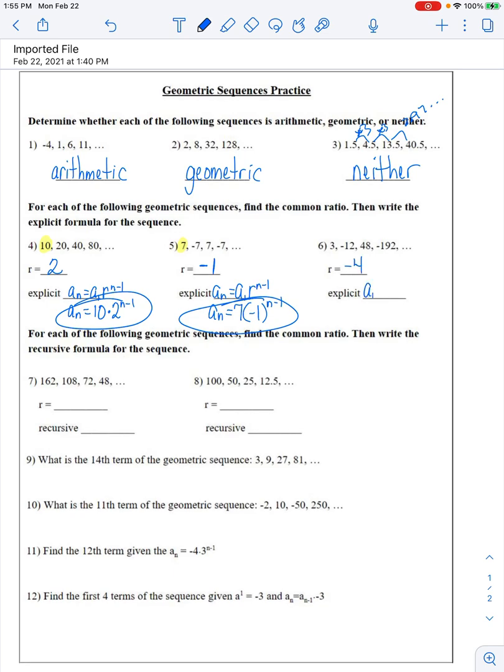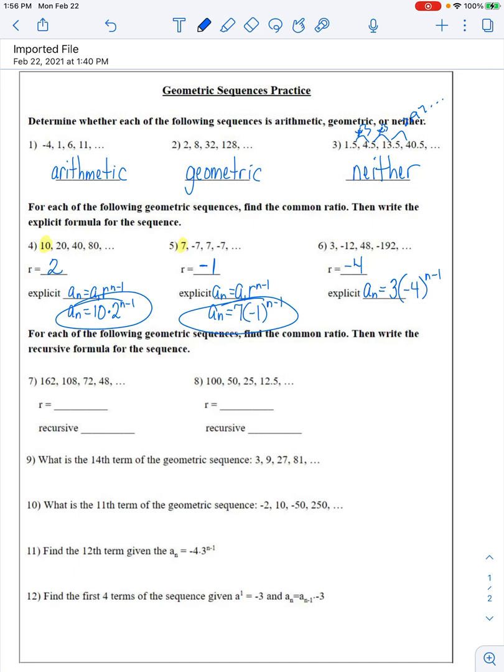And let's write that formula. A sub n equals my first term, which is 3, times my common ratio, which is -4. Again, usually I put those in parentheses, raised to the n minus 1 power. Now let's take a look at the next section. It says for each of the following geometric sequences, find the common ratio. Then write the recursive formula for the sequence.